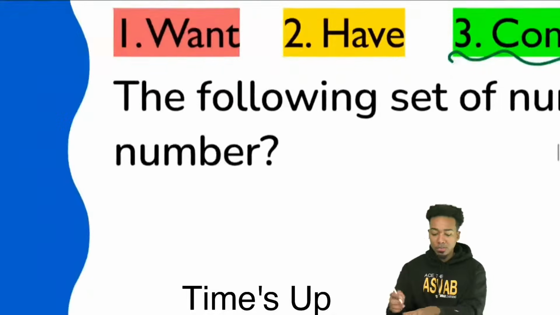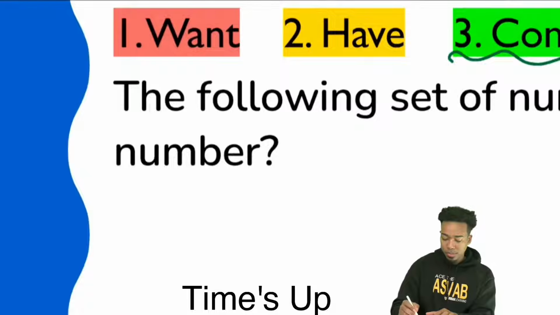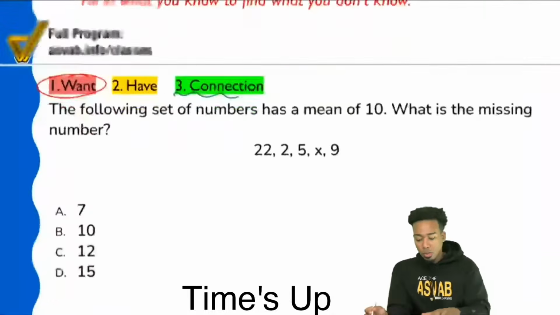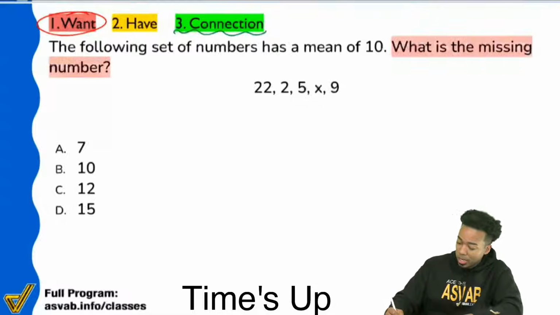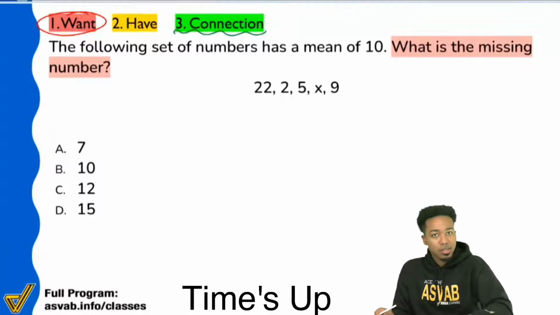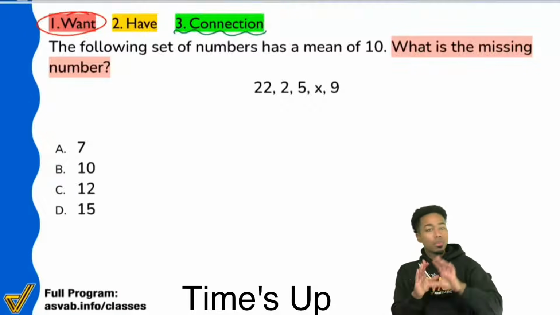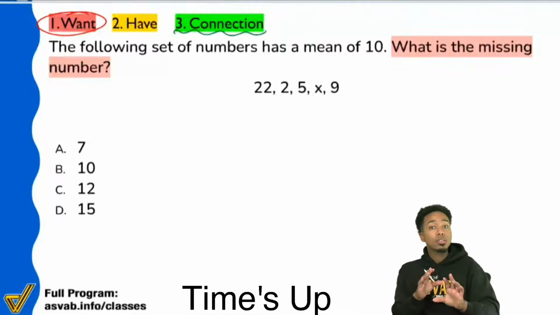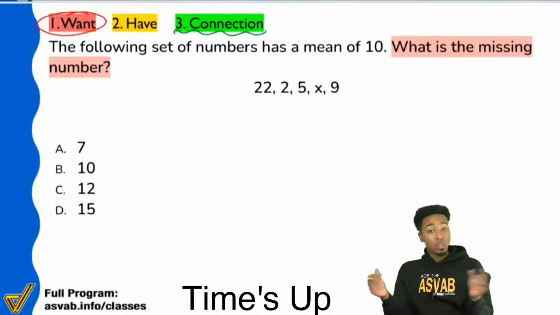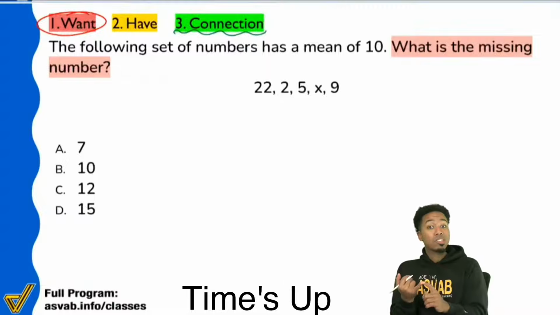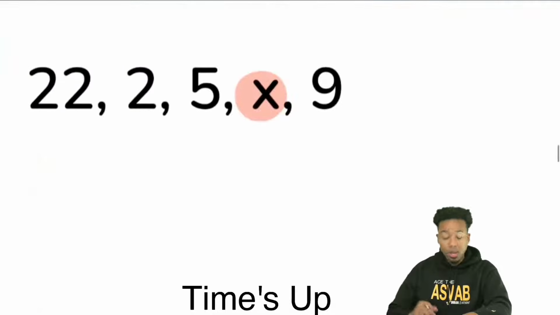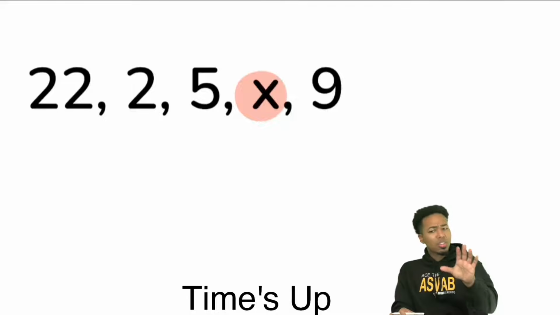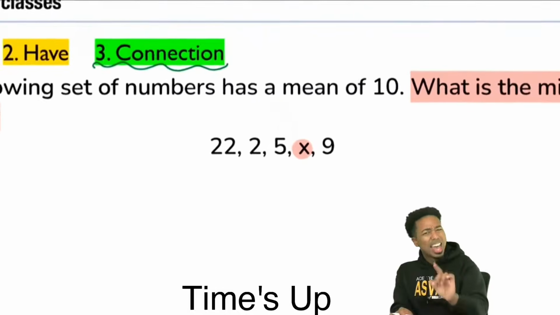So again, let's start off with what do we want? When you start off with what you want, you're just going to go right here to the question, and it's going to say, what is the missing number? So if you're confused about this problem with low confidence, does it make sense that the question says, find the missing number, and the missing number is right there? That X right there, that's the missing number. Are we good on that part so far? Does that make sense?